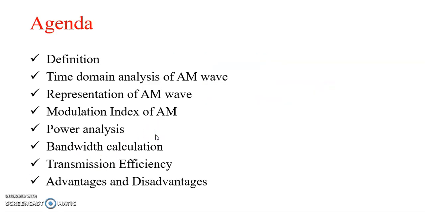In this lecture series, we are going to study amplitude modulation. It is a type of continuous wave modulation. The agenda of this presentation consists of the definition, time domain analysis of the AM wave and its representation in the time domain, the modulation index calculation, power, bandwidth and transmission efficiency, and at last the advantages and disadvantages of the AM wave.